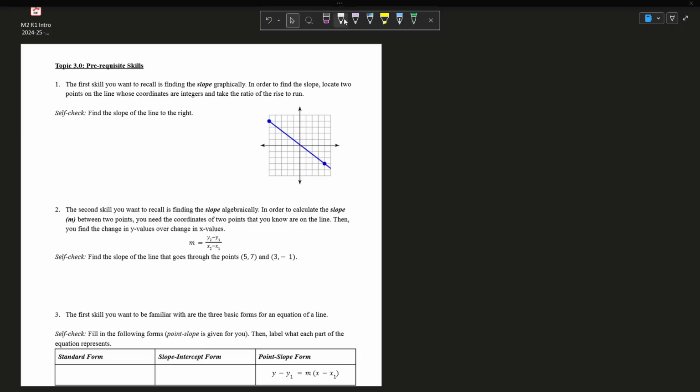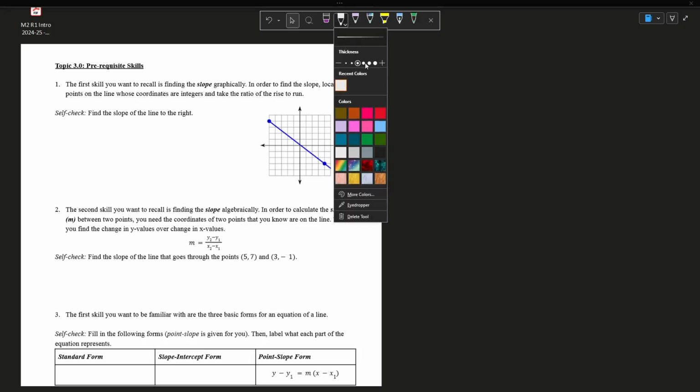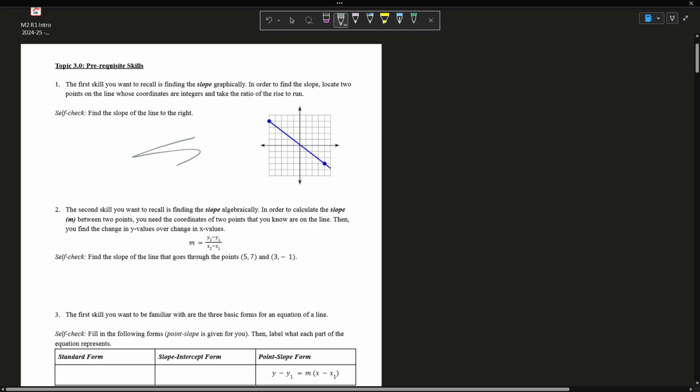Let me get a modify tool. Let me make it. Will this work? That works.